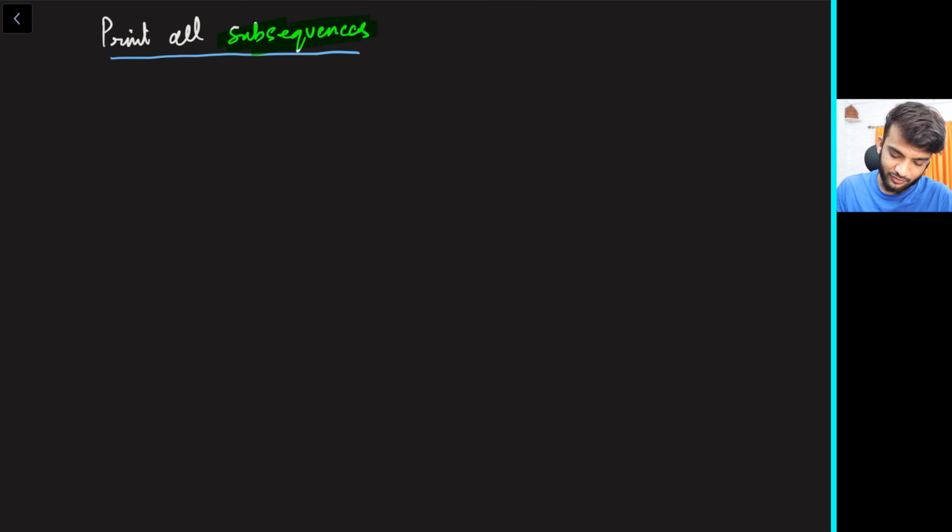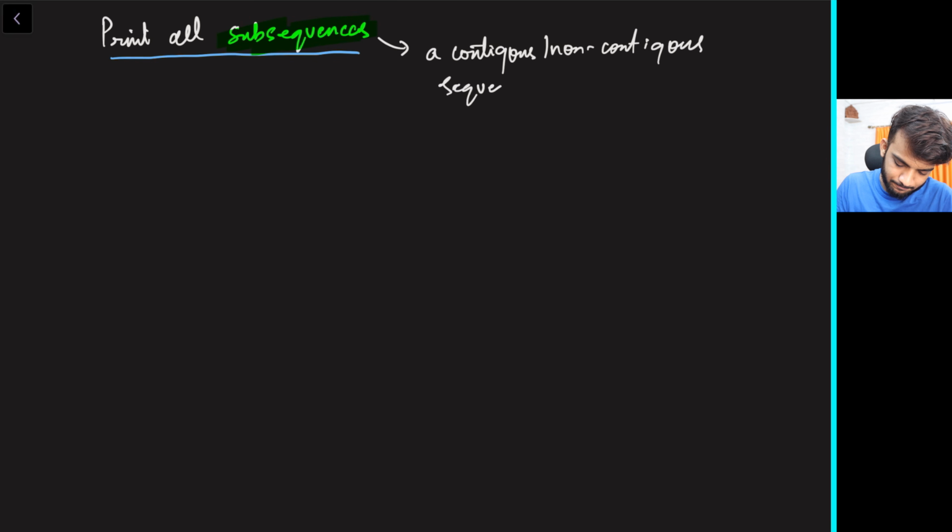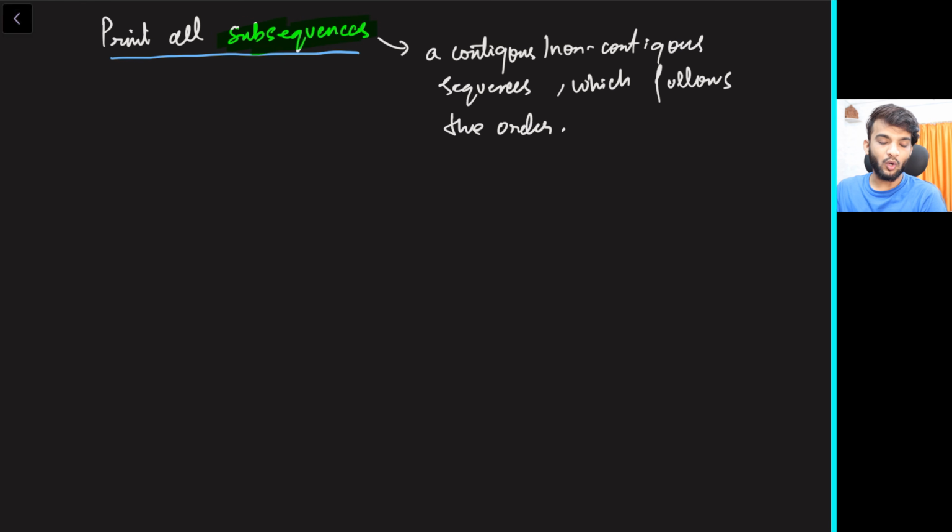Now, what is the definition of a subsequence? A sequence, I can say a contiguous or a non-contiguous sequence. It can be contiguous, it can be non-contiguous, a sequence which follows the order. This is very important, which follows the order. This is what we call a subsequence. A subarray is just contiguous, but a subsequence can be contiguous as well as non-contiguous.